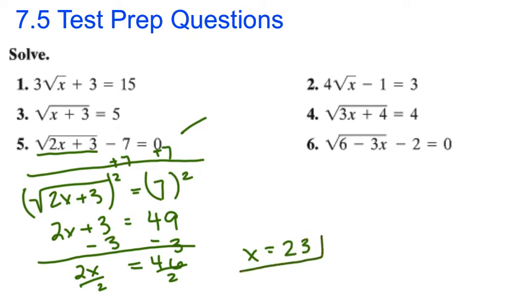Let's plug that in and make sure that it works. 23 times 2 is 46. 46 plus 3 is 49. The square root of 49 is 7. 7 minus 7 equals 0. Okay, that is it for that problem. Okay, moving on.